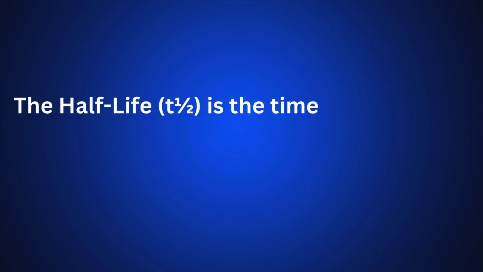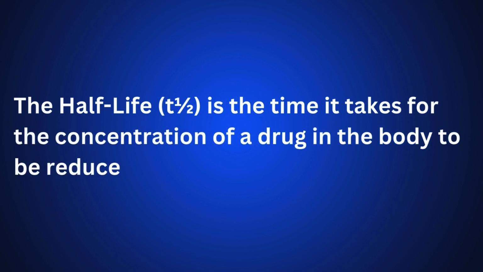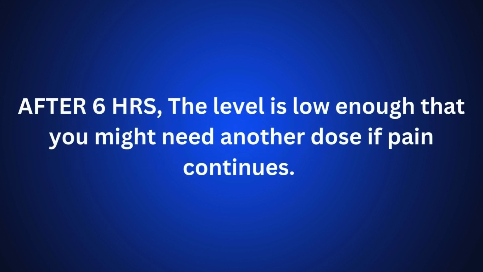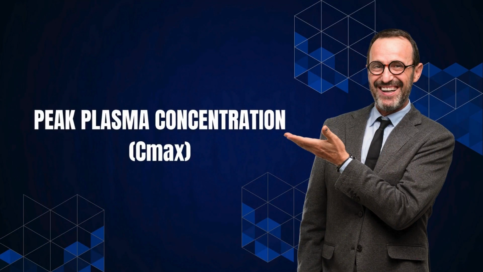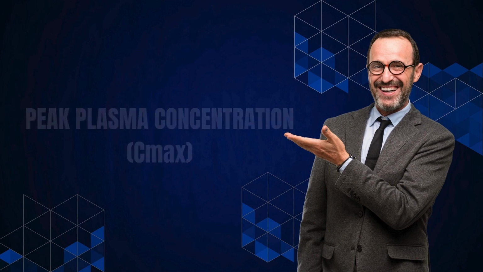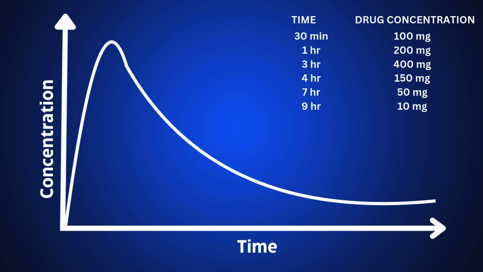Let's see the definition. The half-life, T1/2, is the time it takes for the concentration of a drug in the body to be reduced by half. After 6 hours, the level is low enough that you might need another dose if pain continues, because 25 milligrams of ibuprofen is not enough to produce therapeutic effect. Peak plasma concentration, Cmax, is the highest level a drug reaches in your bloodstream after you take it. This is the point where the drug's effect is often the strongest because there's the most drug in your blood at that moment.